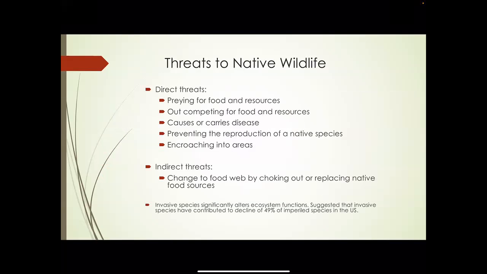So these are basically the threats to native wildlife. You see the direct threats there, and you see the indirect, and a lot of it we've covered quite a bit. The indirect threats is basically a change to the food web by choking out or replacing native food species. Invasive species can alter the abundance or diversity of species that are important habitat for natural resources. They are also capable of changing the condition, oftentimes changing soil chemistry or changing things like the intensity of fire if a fire breaks out in that area.